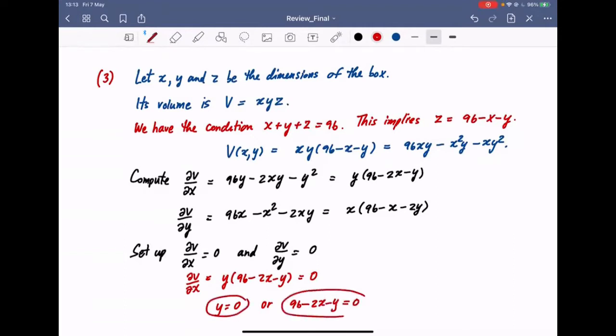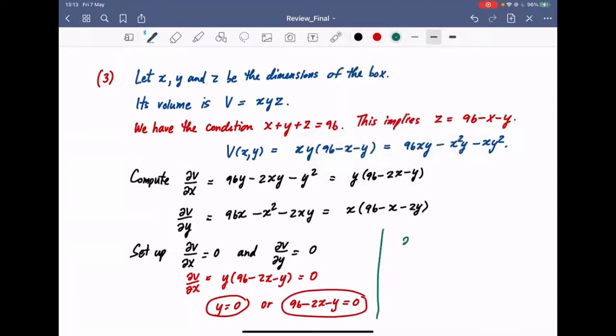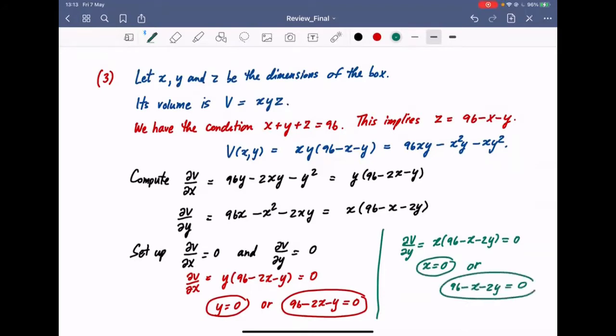Well, that is for the first equation. For the second equation here, we're going to use the green one. You differentiate v with respect to y, which is x times (96 minus x minus 2y) equal to 0. Here you get x equal to 0 or 96 minus x minus 2y equal to 0. And now you can match the critical points. Well, the first critical point is going to be y equal to 0 and x equal to 0. Right? That's the first one.